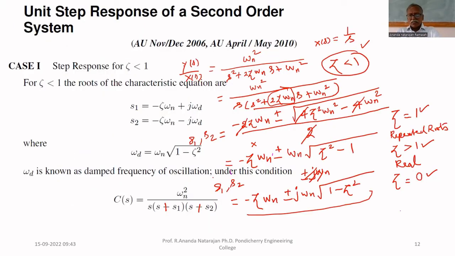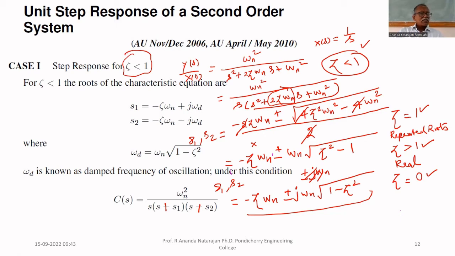Why I explained this, because if zeta is less than 1, what happens to the roots? To find the response, no need to find the roots. Why I found the roots here? Because there are 4 possibilities. If zeta is less than 1, the roots are complex. What is the assumption we made? Zeta is less than 1. Therefore, the roots are complex.